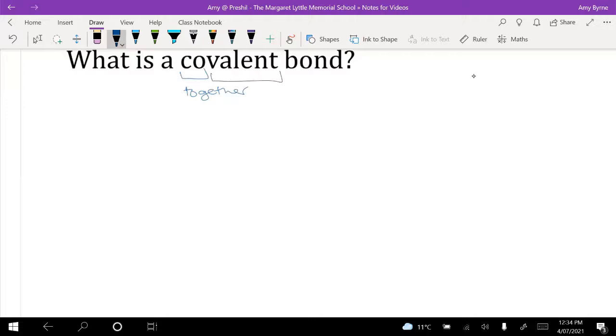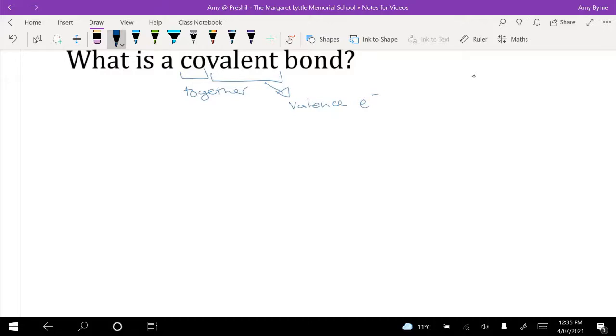And then valent refers to the valence electrons. So a covalent bond is a bond in which those valence electrons are shared. In ionic bonding, our atoms got happy by either gaining or losing electrons in order to get a full outer shell. In covalent bonding, those atoms share those valence electrons.